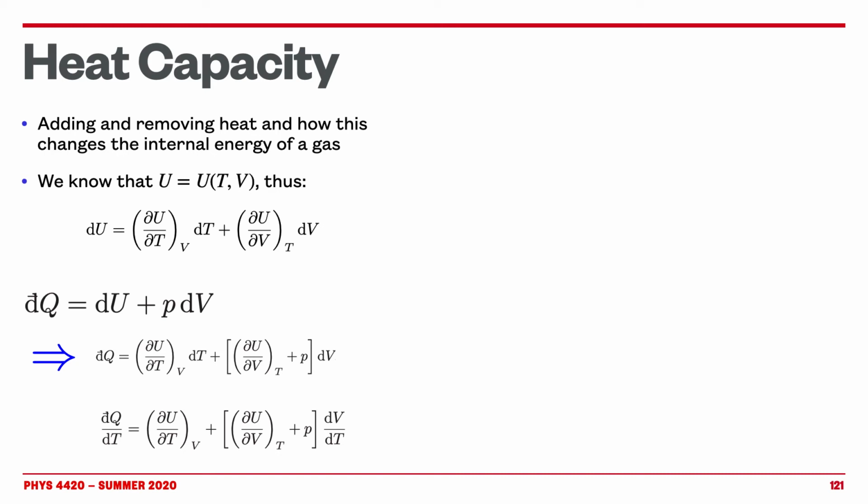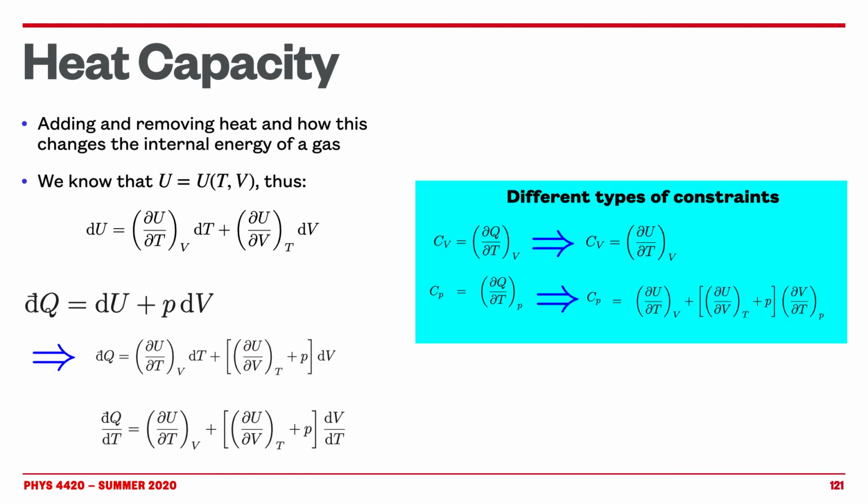Remember, heat capacity was the amount of heat that I have to bring to a system to change its temperature by 1 Kelvin. And that's very interesting because remember that we had two types of heat capacity, one at constant volume and one at constant pressure. And we are going to be able to calculate this now. This is what we get here.